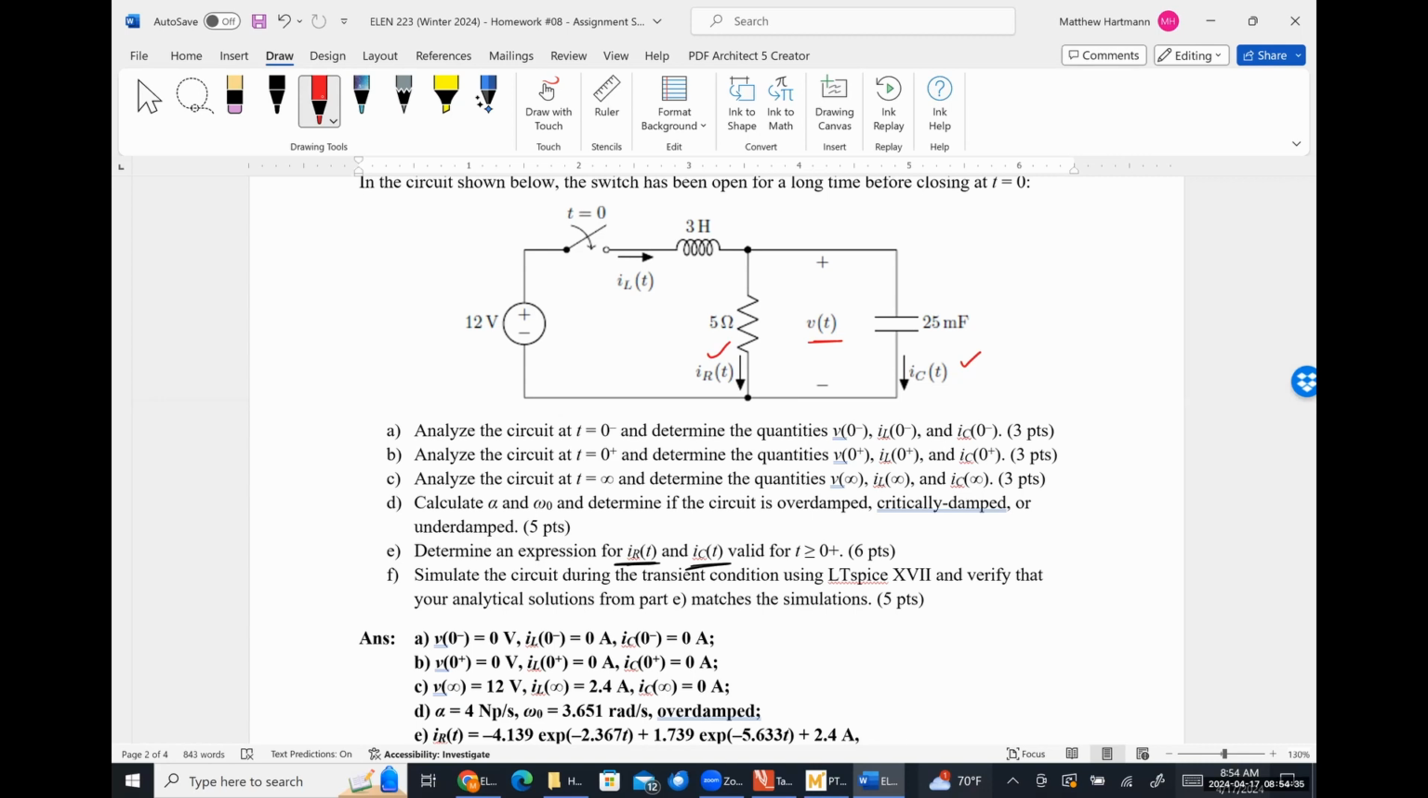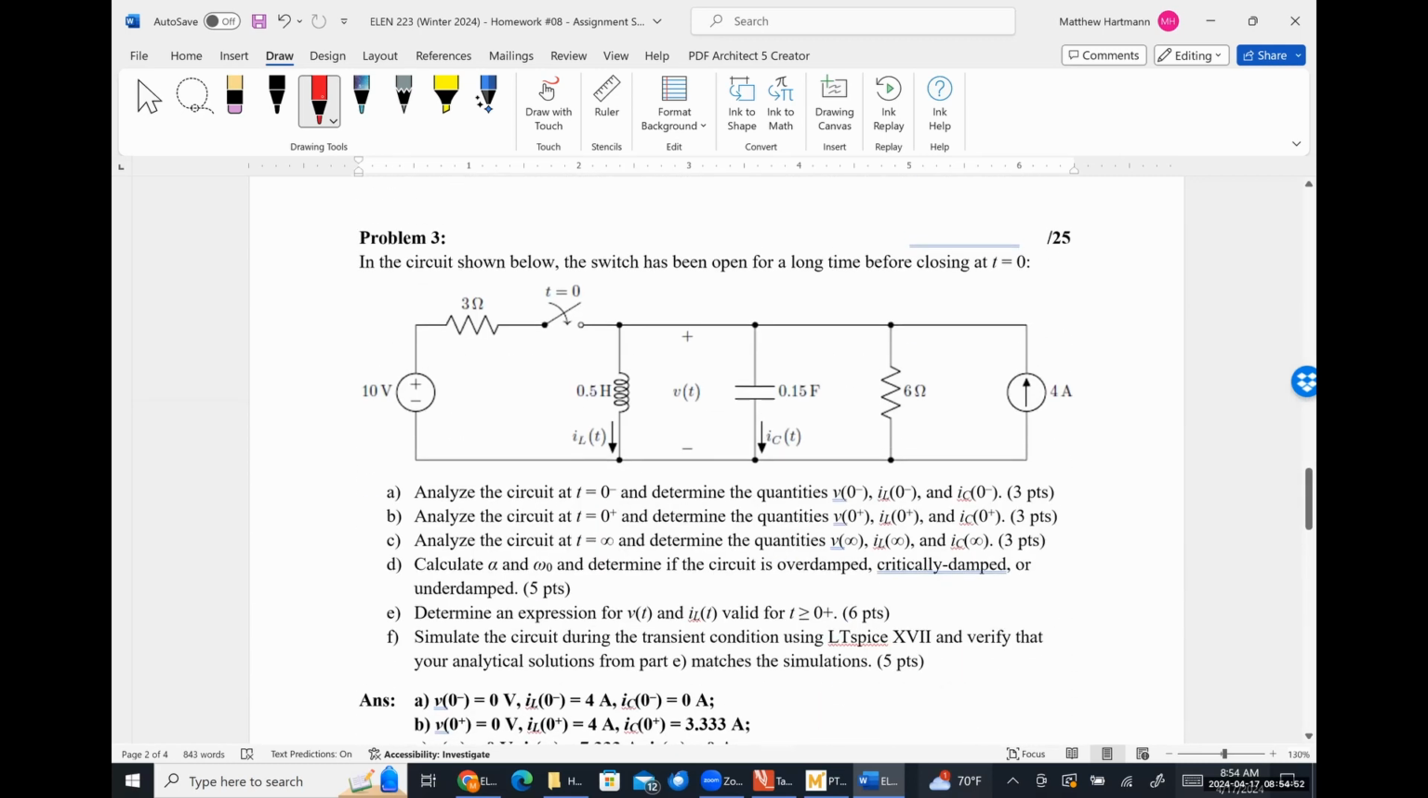So we can't ever solve for the resistor things directly using our system of equations because the resistor does not have a derivative-based relationship associated with it. So we always have to tie what's going on with a resistor back to what's going on with the capacitors and/or the inductors. So for this one, IR is just V of T over R, right?